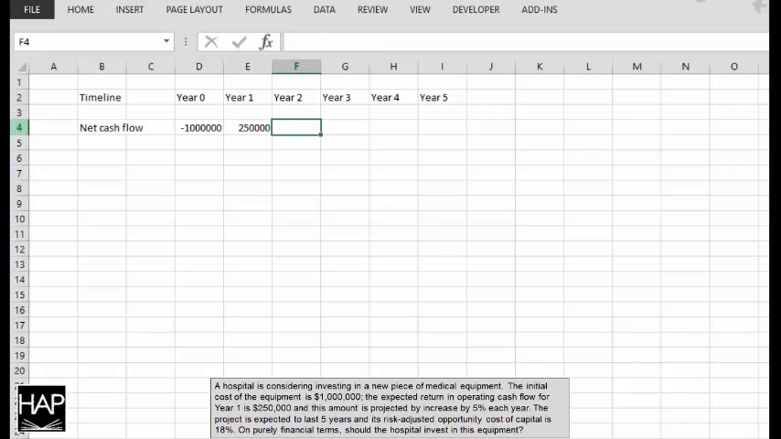And year 2 says that it's projected to increase the operating income by 5%. So what I'm going to do is multiply the amount that was obtained in year 1, the $250,000, by 1.05. So that's 5% larger than what it was in year 1. So I get my operating cash flow for year 2. Year 3 is the same. It's 5% more than the previous year. So I go to year 2 and multiply by 1.05 and do the same for year 4 and the same for year 5.